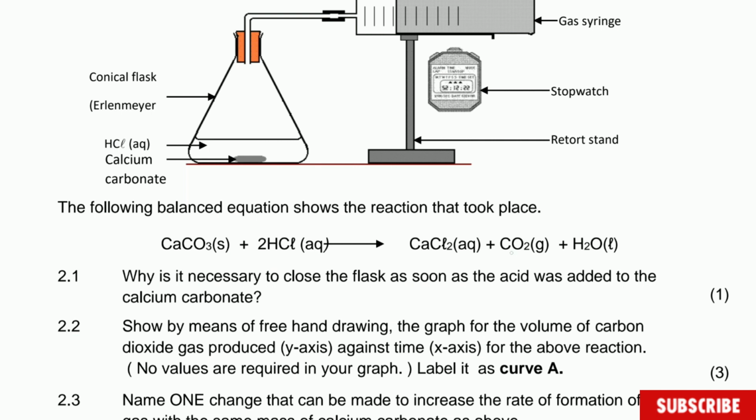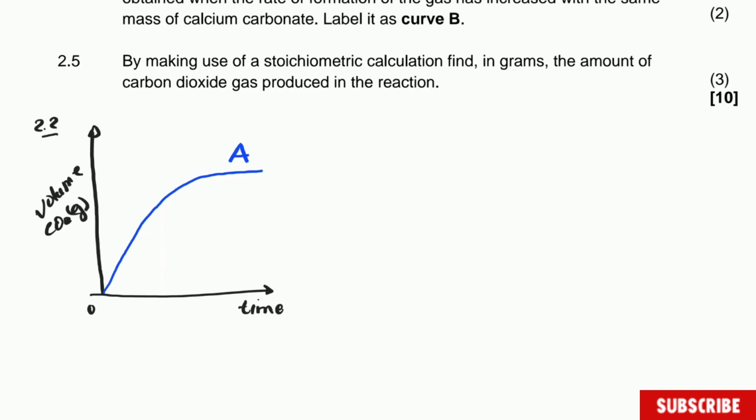Well, because in the reaction a gas is released, the idea is that the gas does not escape the container. So that is to prevent the CO2, the carbon dioxide gas, from escaping. Show by means of a freehand drawing the graph for the volume of carbon dioxide gas produced against time for the above reaction. No values are required. Call it curve A. So you have to draw a graph to show the formation of the gas. And guys, this is the graph we want, starting from 0, because at the beginning you don't have any product.